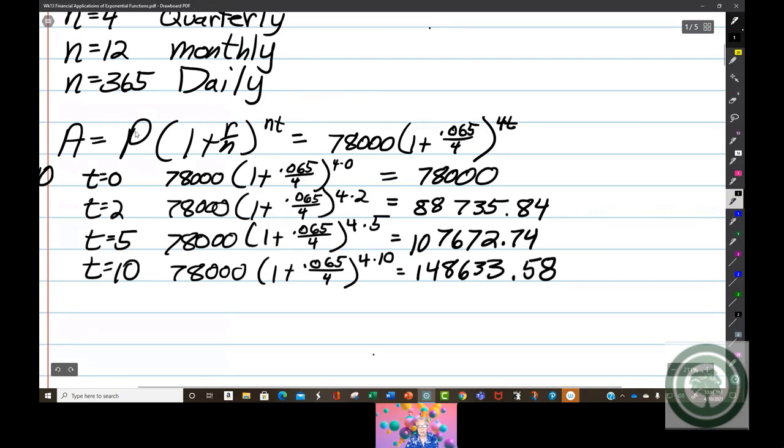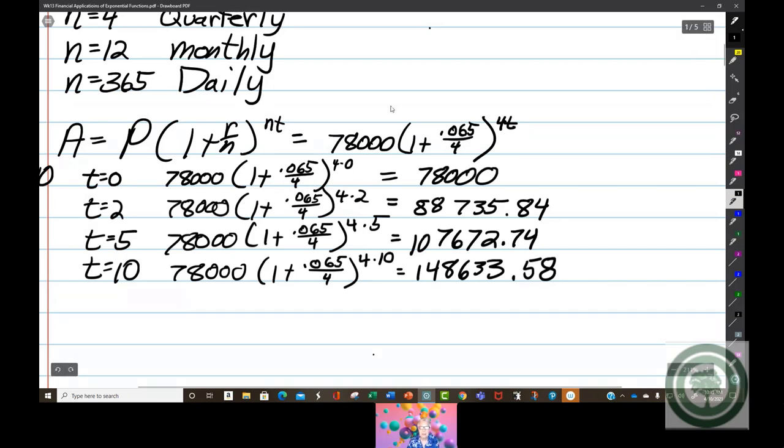So the initial amount of money goes in front. Then you type parentheses 1+. Then the interest rate written as a decimal. Then the number of compounding periods per year. Close your parentheses, and then raise to this power.